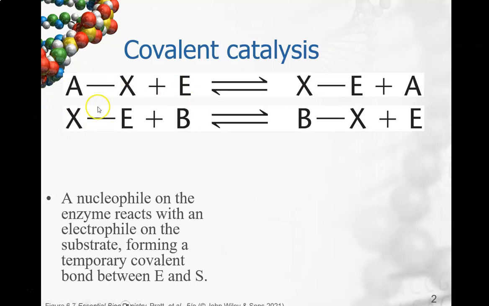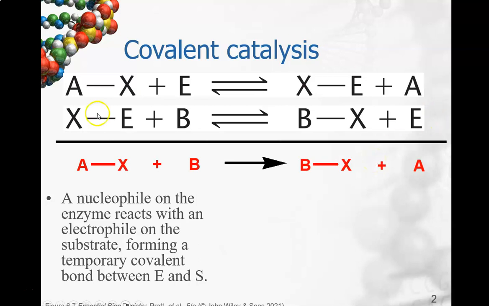So imagine that you have a substrate, let's call this AX, and we have a functional group X that's transferred to the enzyme. So now the enzyme is temporarily covalently bonded to that functional group X, and you release A as your first product. Then in the second step, the X is transferred to B, and the release of the second product occurs, and then our enzyme is regenerated.